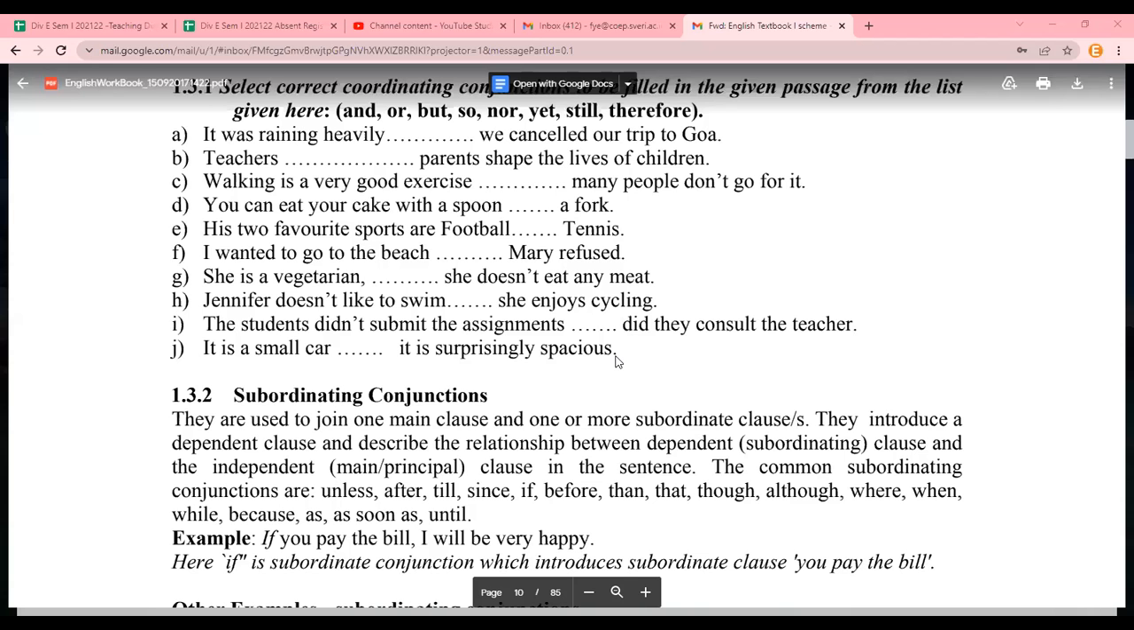So all of you just quickly ensure that the screen is visible. Is it visible? Yes, sir.